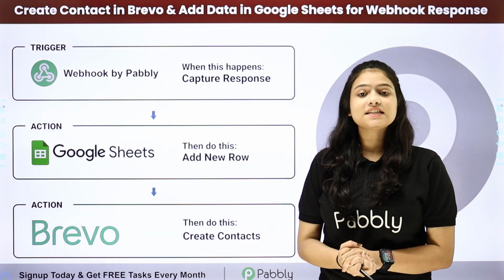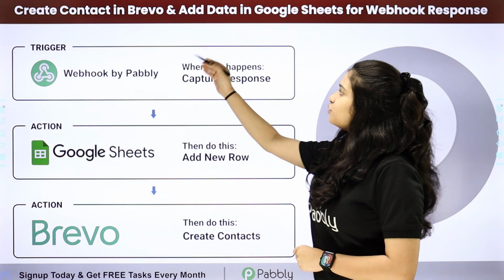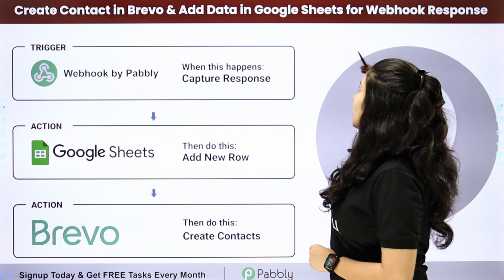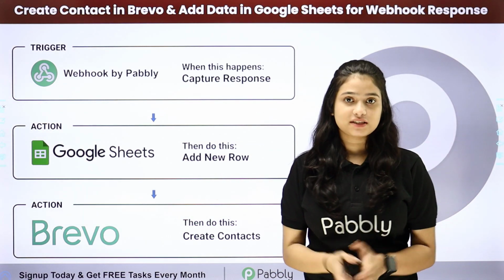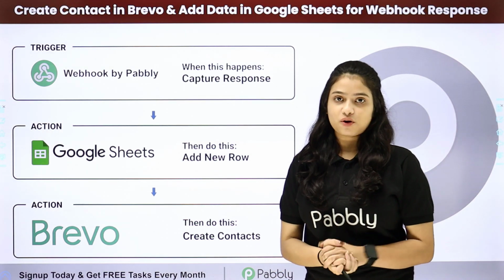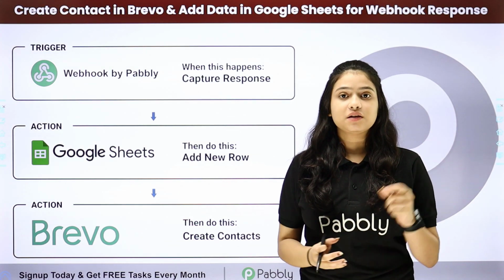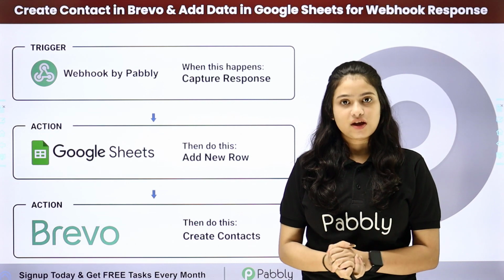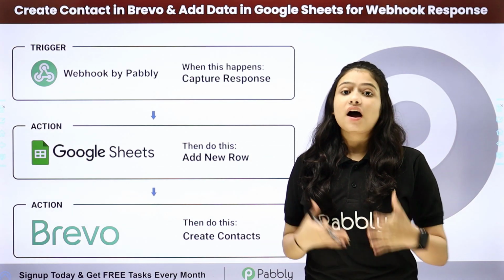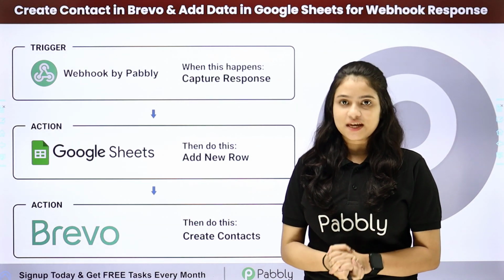Hello everyone, in this video we are going to learn how to create contacts in Brevo and add data in Google Sheets for Webhook response. I want that whenever a new response is captured through Webhook by Pabbly, automatically a record should be created in my Google Sheets by adding a new row. And at last I also want to add a new contact in my Brevo by using the same response.